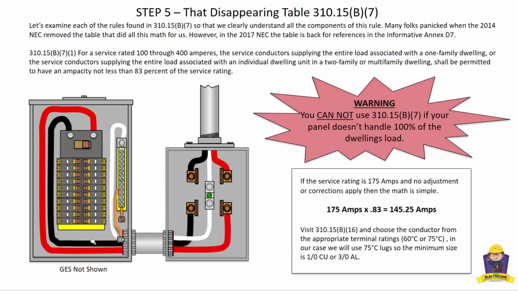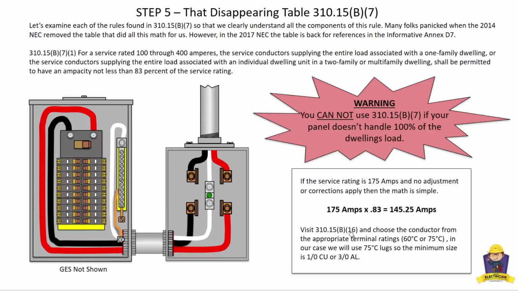So this conductor size is based on the service rating. Again, let's say this service rating was a 175 amp service rating. And we are using the same example that's in Annex D of the NEC to make it easy to understand. So in that case, it's just really simple math. I have to make sure that these conductors are no less than 83% of the service rating. So in this case, you just simply take the 175 times 0.83, that represents the 83%, and it's 145.25 amperes.